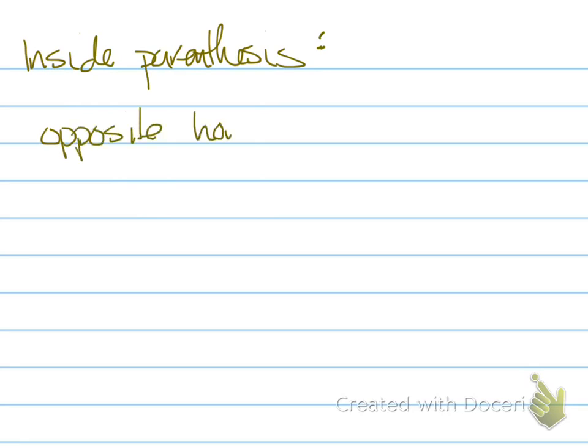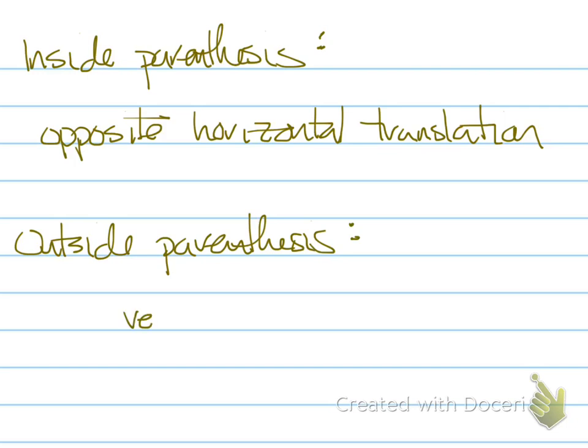And remember from previous studies that whenever we have values inside of the parentheses, we're typically doing the opposite. As far as translation, if we're adding a positive value to our variable inside the parentheses, then we're going to move in the negative direction. If we're subtracting a value inside the parentheses, we're going to be moving in the positive direction, horizontally.